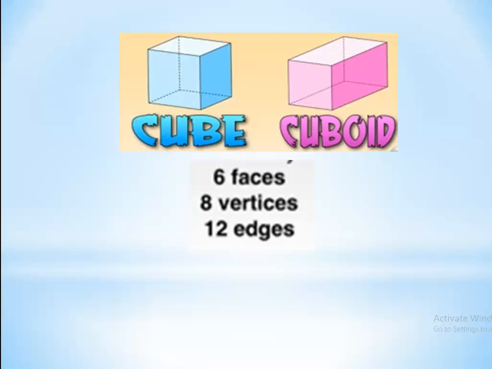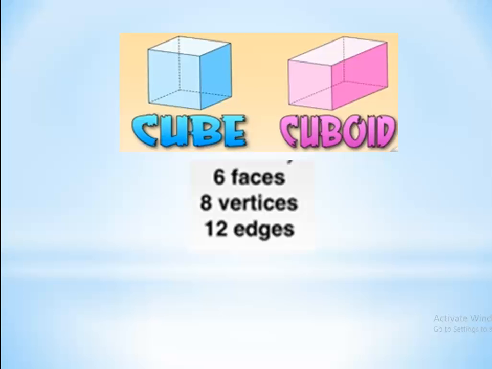Okay, both of them have 6 faces. We know that the cube has 6 faces: 1, 2, 3, 4, 5 and 6, and cuboid also has 6 faces. Both of them have 8 vertices. Let's count the vertices: 1, 2, 3, 4, 5, 6, 7 and 8. Both of them have 12 edges. Let's count: 1, 2, 3, 4, 5, 6, 7, 8, 9, 10, 11, 12. So both of them have 6 faces, 8 vertices and 12 edges.